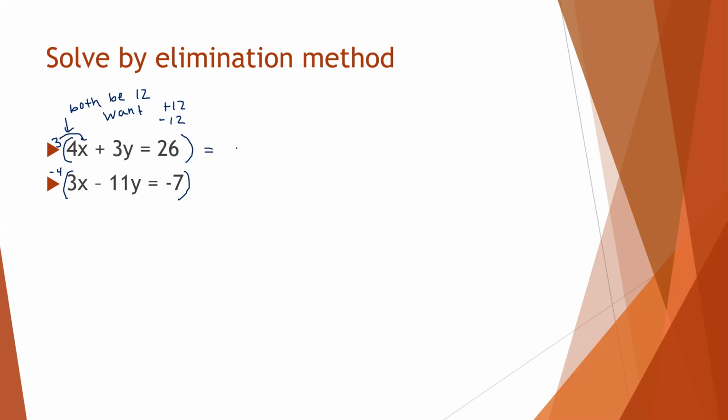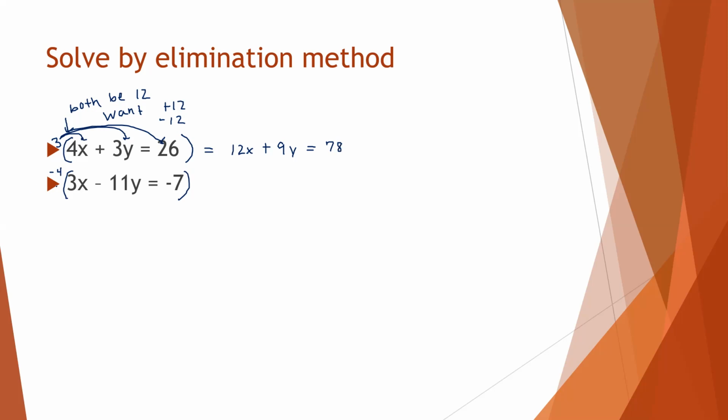So first thing I get is 12x. Then I need to multiply by the y value here, so plus 9y. And then I need to multiply across the equals too. So equals 78.